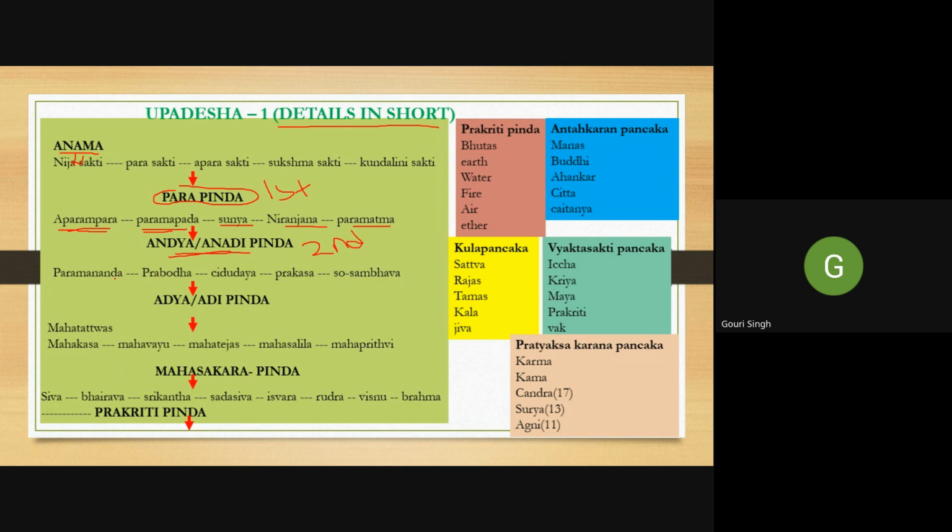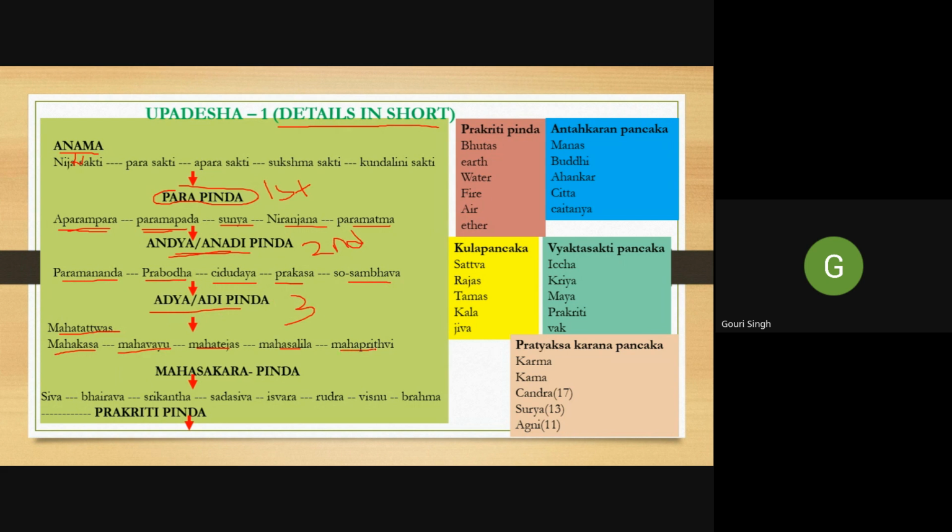When this Anadipinda is combined with 5 forms again, Paramananda, Prabodha, Chitadvaya, Prakasa and Soham Bhav, when these are combined together, it creates another Pinda, the third one, called the Anadi or Adi Pinda. And when this Adi Pinda is formed, the Mahatattvas come out from it. What are the Mahatattvas? Mahakasa, Mahabayu, Mahatejas, Mahasalila, and Mahaprithvi.